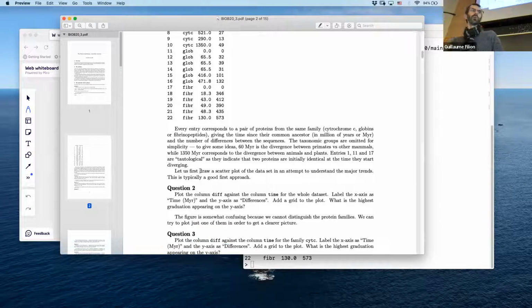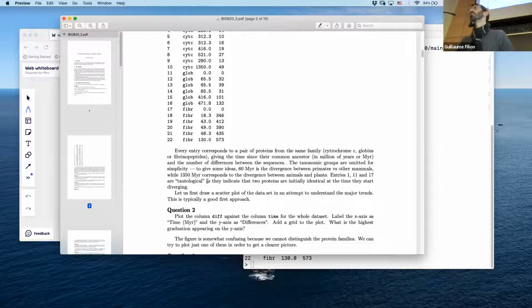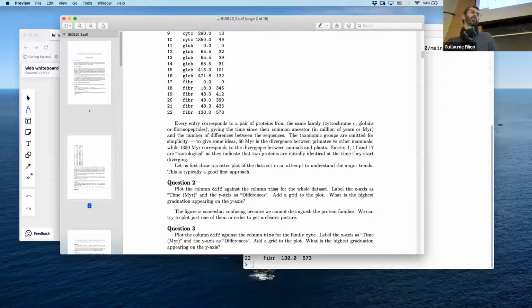Let us first draw a scatter plot of the data set in an attempt to understand the major trends. This is typically a good first approach. Okay, you don't know what to do with the data, well, you plot it. Okay, that's my advice. If you really don't have an idea of what you're doing, what you're testing, start by eyeballing. The amount of information you're going to get by just watching the data is always going to be very high. So here we go.